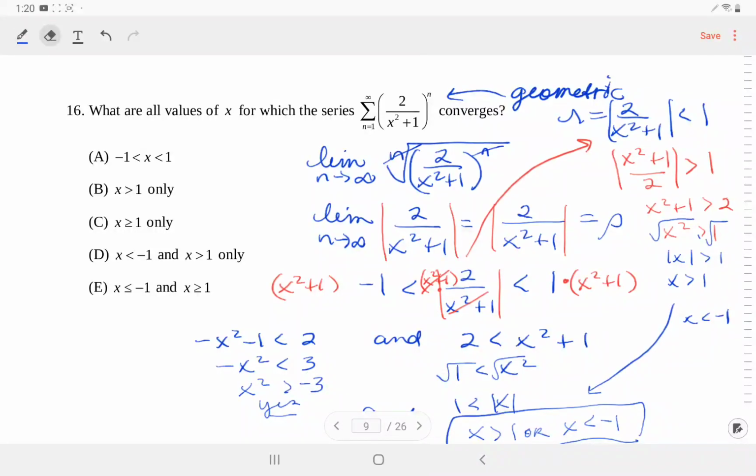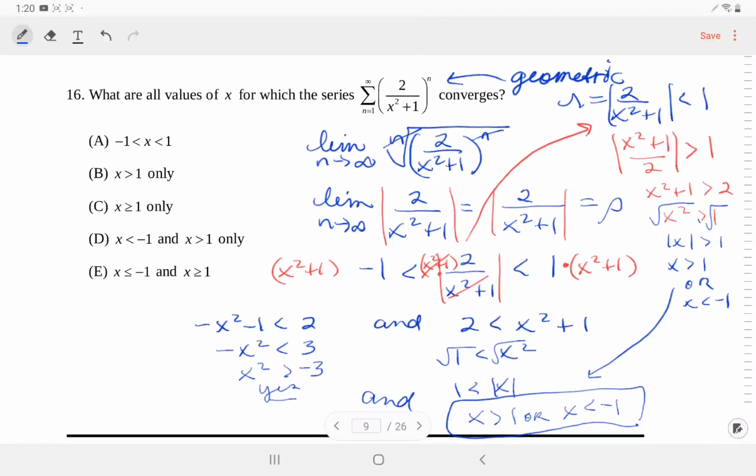How can I be greater than 1? I need to be a number bigger than 1, or a number less than negative 1. Okay, I do need to check the endpoints. So let me organize that over here. Check endpoints. Let's cross out the answers first, though. Yes, we do need to check between D and E. So, check the endpoints.